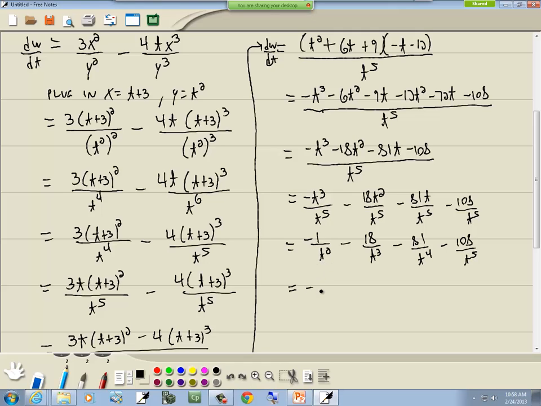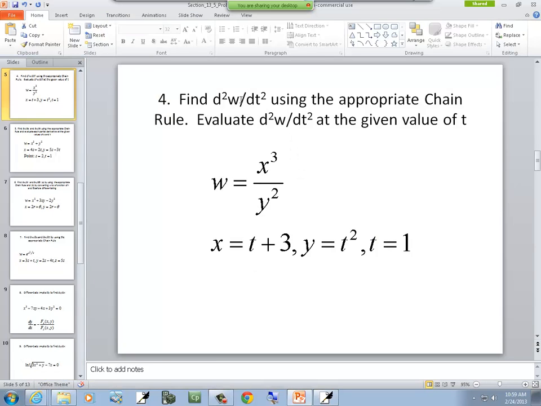Well, this becomes negative t to the negative 2 minus 18t to the negative 3 minus 81t to the negative 4 minus 108t to the negative 5. Well, now we're ready to find our second derivative.